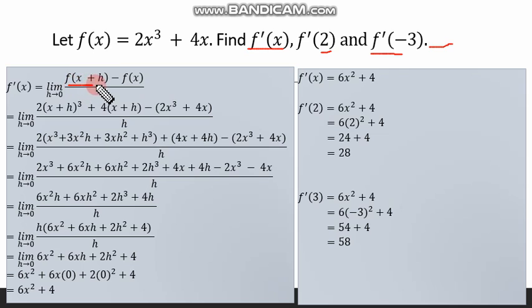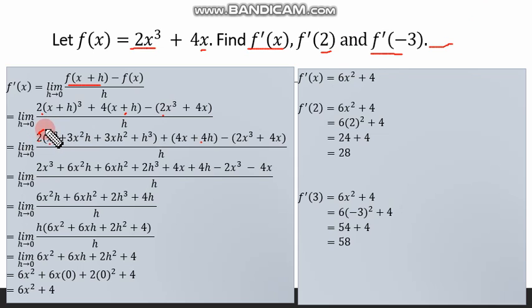So f of x plus h: 2 times x plus h quantity cubed, plus 4 times x plus h, minus the function 2x cubed plus 4x. Let's expand x plus h cubed: x cubed plus 3x squared h plus 3x h squared plus h cubed. Then 2 plus 4x, 4 times x and 4 times h is 4h, minus the 2x cubed plus 4x.